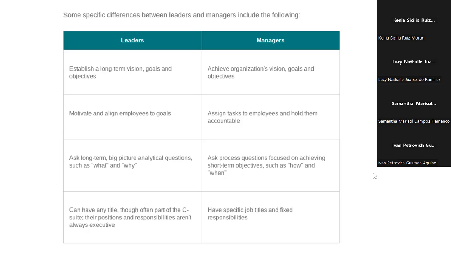And you can see here the difference between leaders and managers. So that is very, very obvious, right? So do you have any questions on any words or any pronunciation word here?